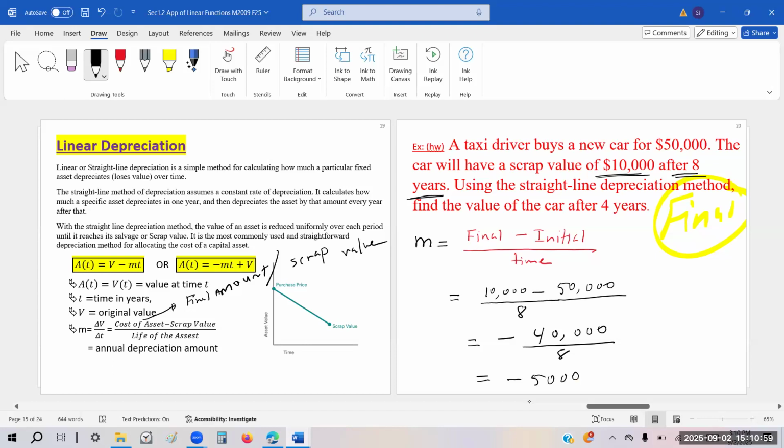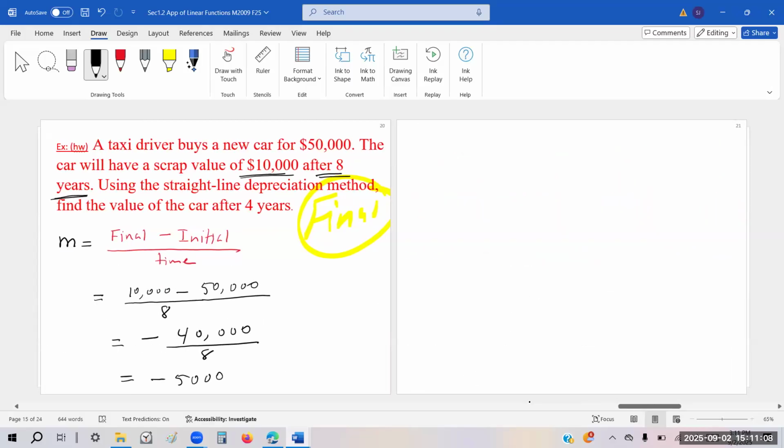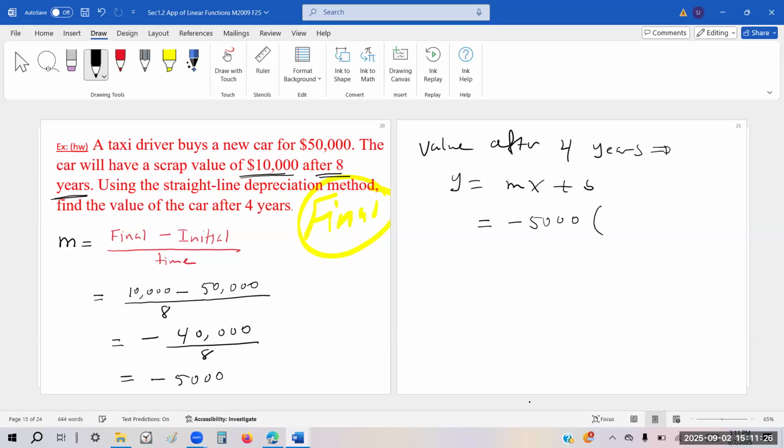So in 4 years, how much are you going to lose? 20,000. So what would be the value after 4 years? Value after 4 years. Y equals mx plus b. Our m is negative 5,000. So y equals mx plus b is the same as what they are saying: it's the final amount, t times m, plus the original price.